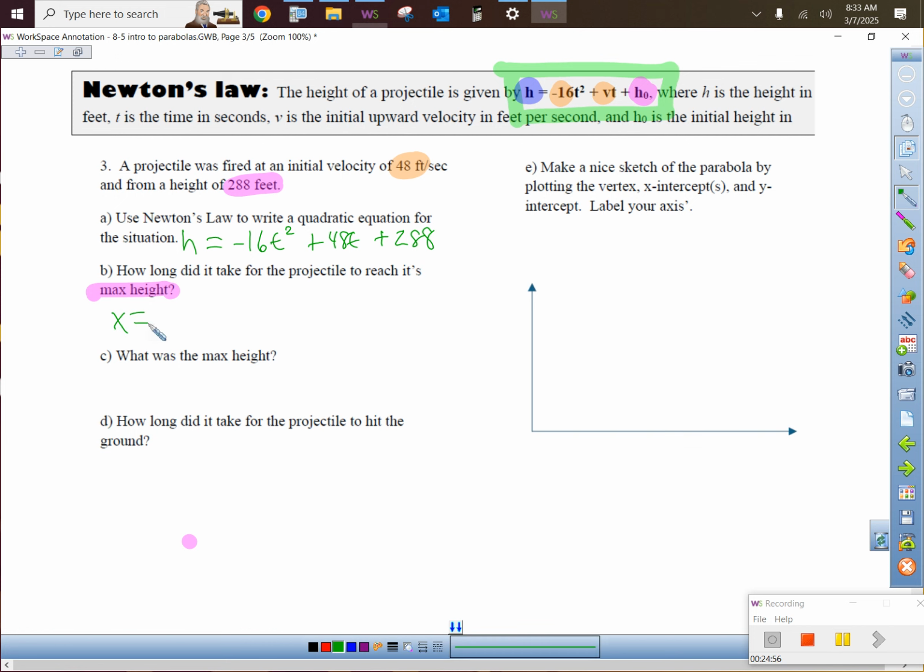How do you find the x value? Look to your neighbor and tell them. The opposite of b over 2 times a. b is 48 in this equation. I need the opposite of that. So how do you feel about negative 48? And if you need to use a calculator, no problem. A is negative 16. I need 2 times that. What would you get for 2 times a? Negative 32. Are we okay with that?